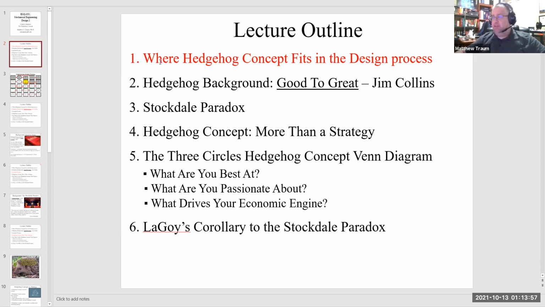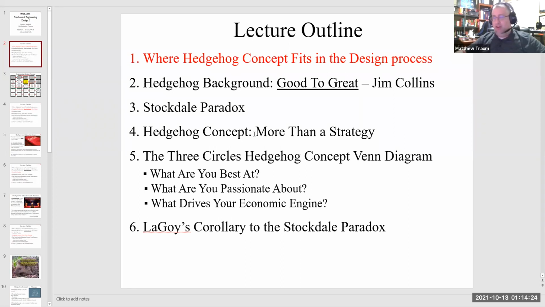So as I always try to do, I'm going to start out by talking about where this particular lecture fits into the overall design process. We'll give a little bit of hedgehog concept background. I'm going to describe to you something called the Stockdale Paradox, which we'll return to at the end of the presentation. I'm going to explain kind of what the hedgehog concept is.